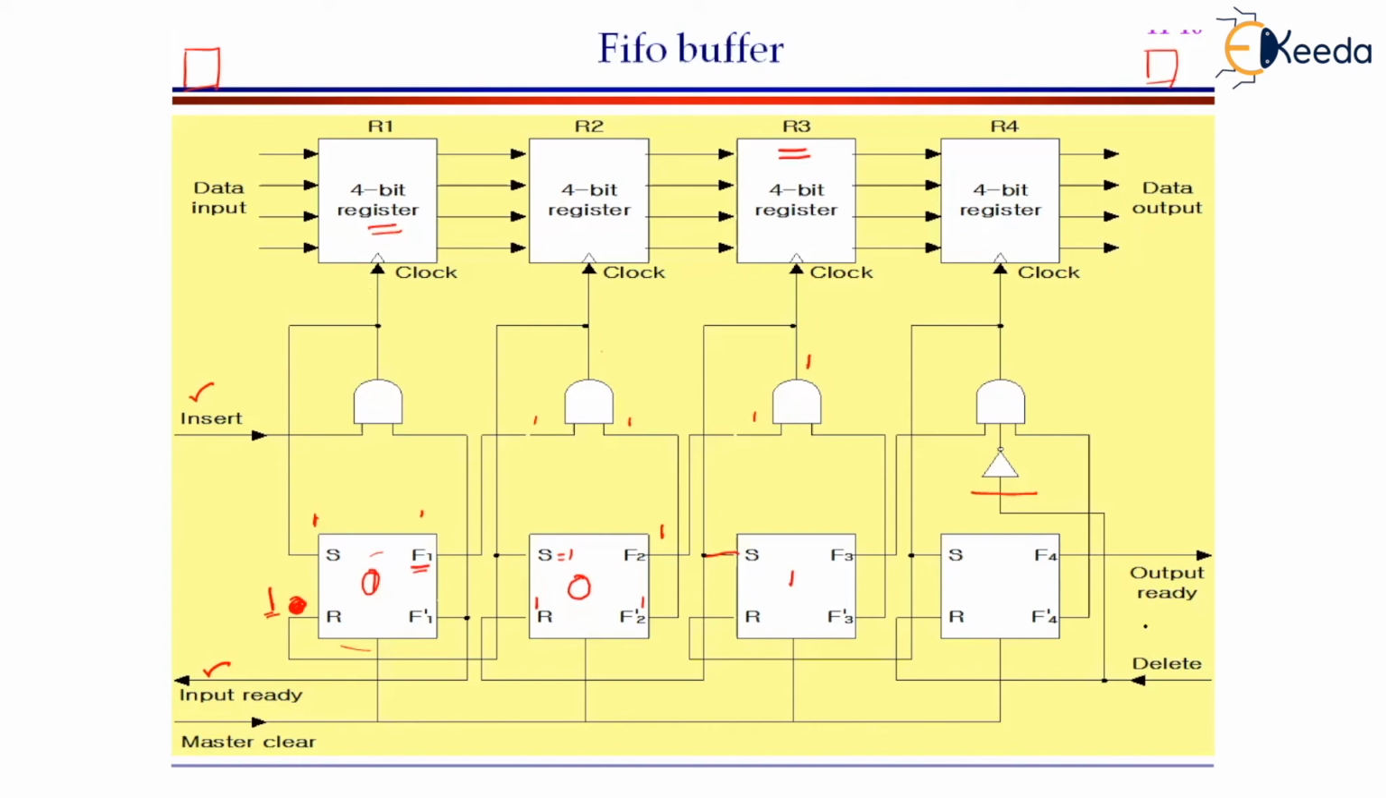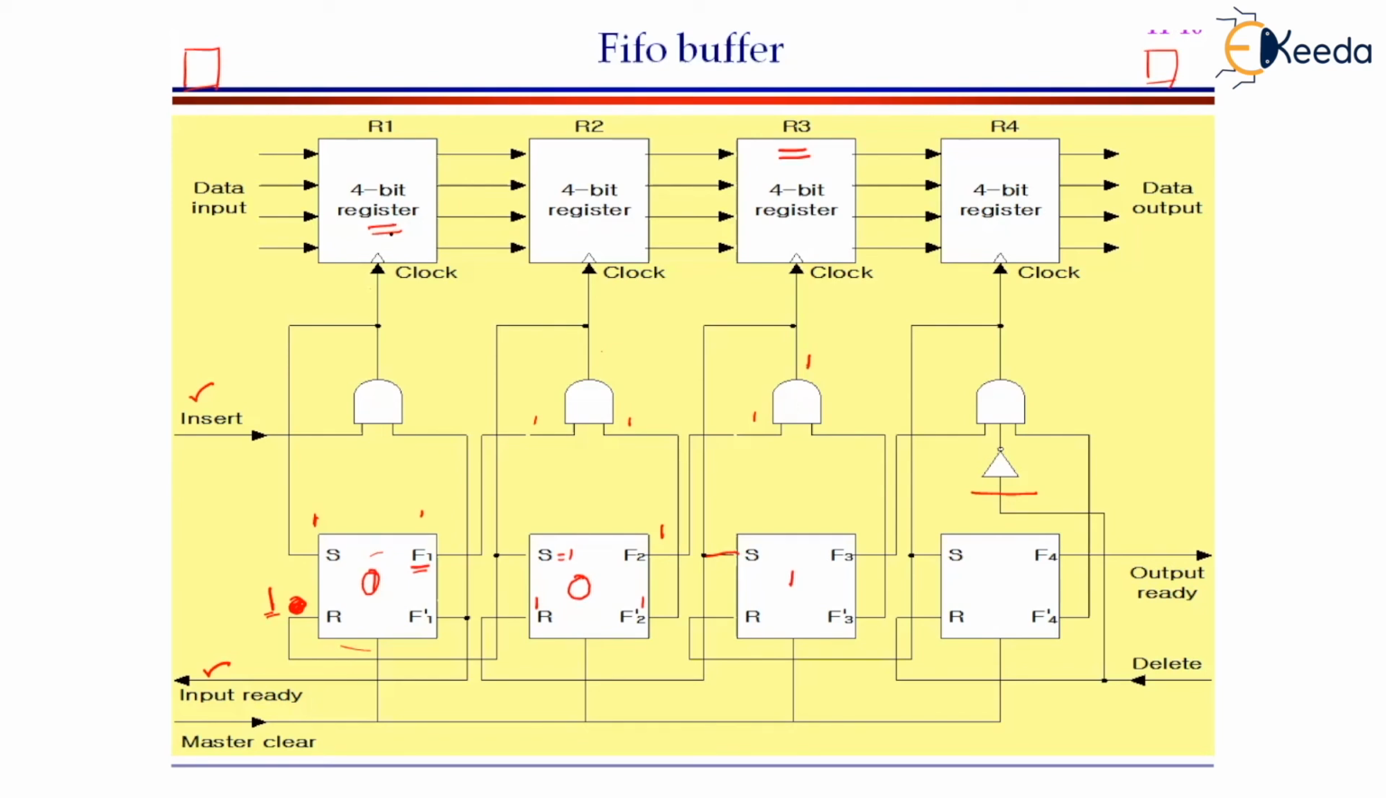There is a delete. What is this delete? The moment the data has been transferred to, let us say, one of the peripheral devices, the data within the fourth register must be empty. You know that once a transfer has been made, the previous register must be empty.